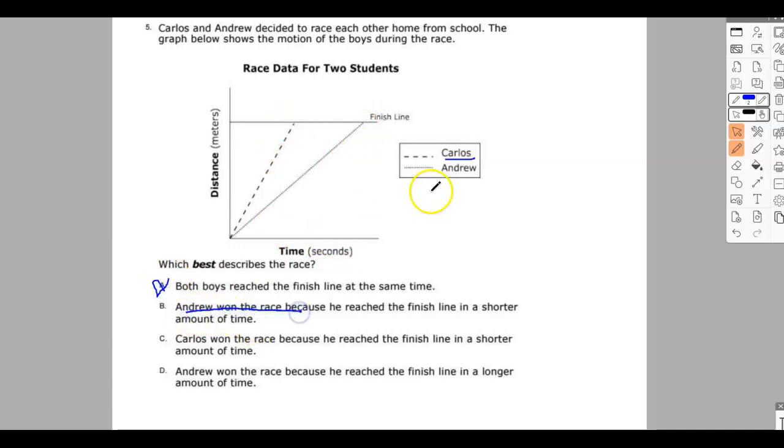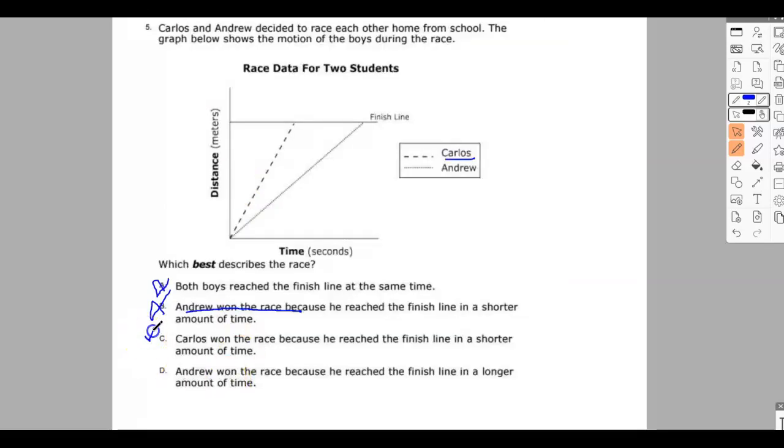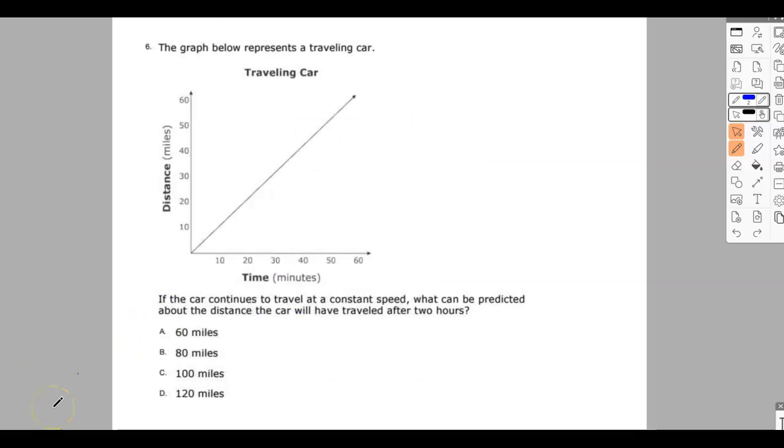Andrew won the race. Andrew is way over here. Some misconceptions are that this line is longer, meaning that he is faster. That is incorrect. It's the steeper line. So we know that Andrew did not win the race. Carlos won the race, which is what I thought initially because it's just like this graph. So I like this one, but I'm going to check D just in case. Andrew won the race is not correct. Therefore, C is the best answer, and I'm going to move on to the next one.